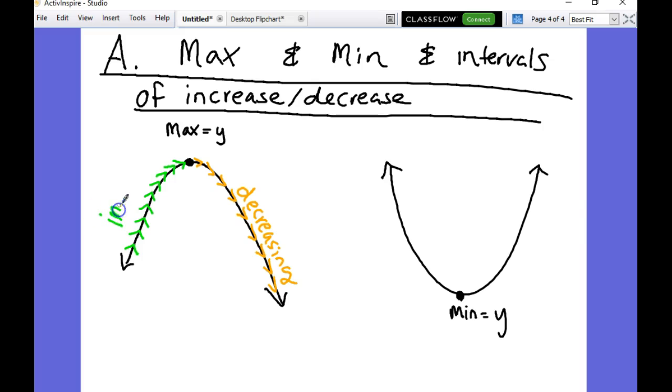Wait, where do we put the color code? Just like I'm doing.